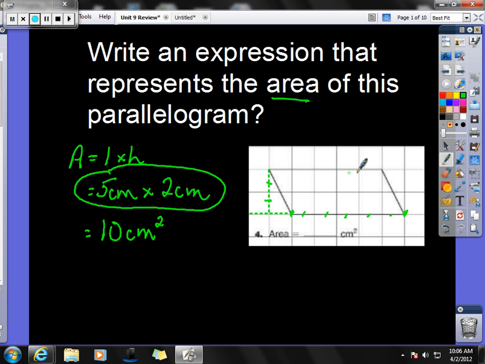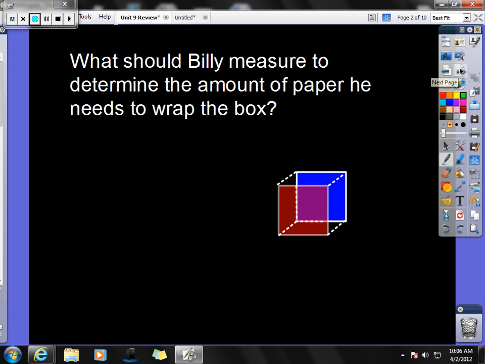Okay, any questions with the first one? Excellent, let's move on. And even if you did have questions, you can always pause and rewind. Question number 2 says, what should Billy measure to determine the amount of paper he needs to wrap a paper box in? So here's a paper box. I kind of color-coded it for you so you can see what it would look like.